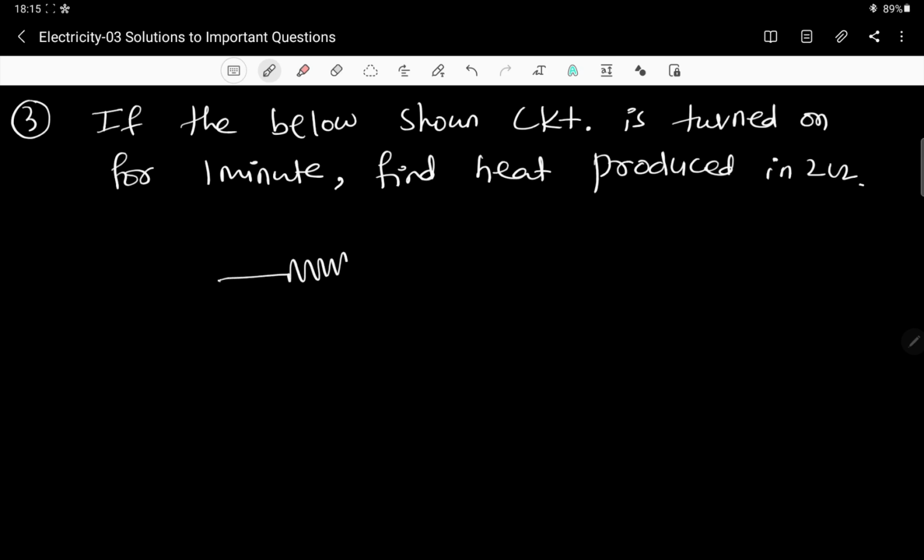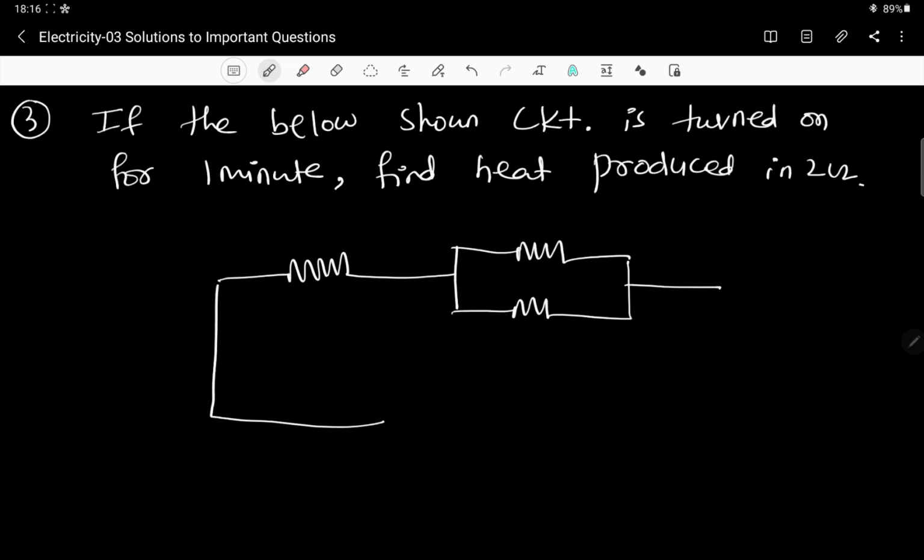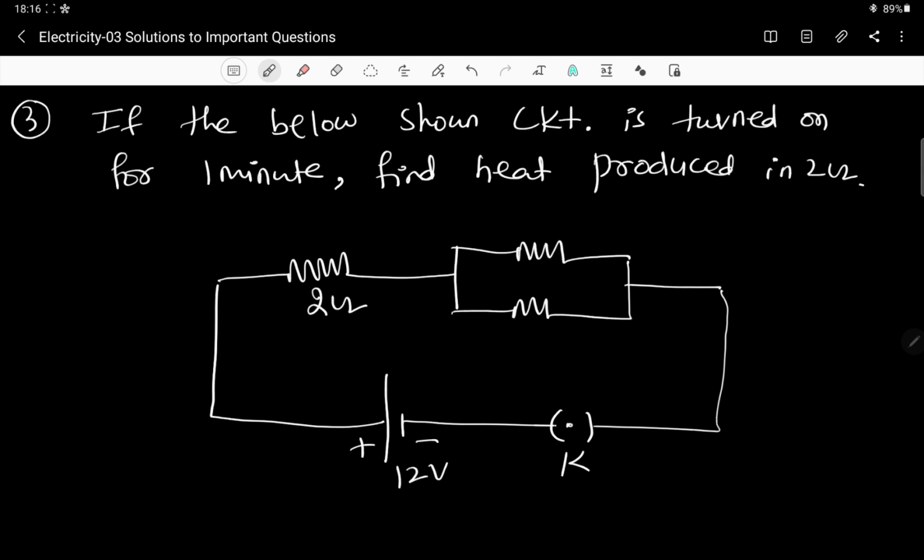Okay, so here is a circuit. We have got one resistance here, and here there are 2 resistors, connected in parallel like this, with one more resistance, and here is the battery. And here there is a key also. This is 12 volt, and here it is 2 ohm, and here it is 3 ohm, and it is 6 ohm.